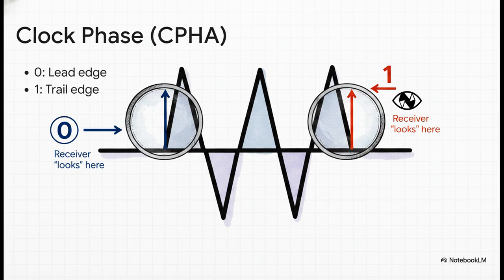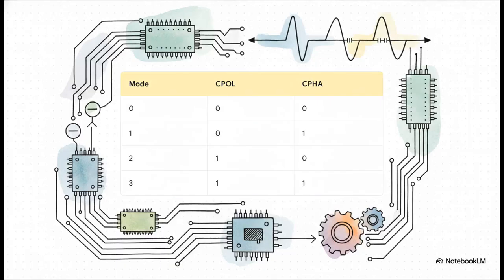And listen, the master and slave absolutely must be configured to the exact same phase. If they aren't, they're just going to read complete gibberish. Now, if you combine these two parameters, you get 4 possible configurations. We call these SPI modes 0 through 3.